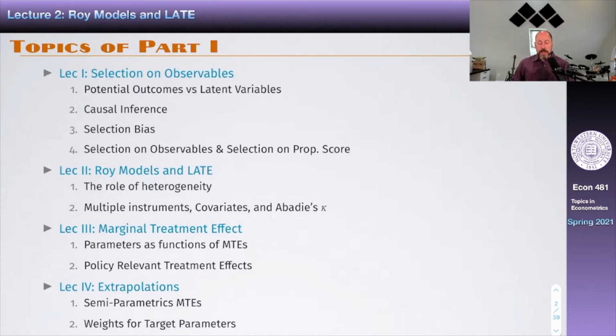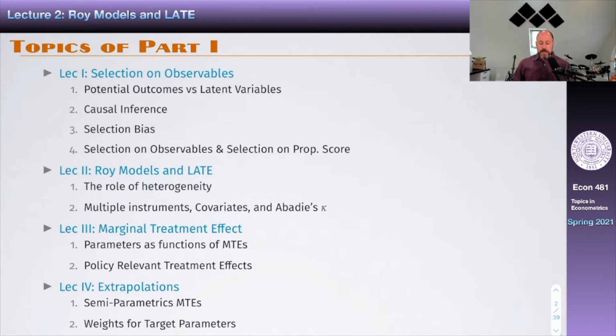Today, we're going to talk about Roy models and LATE, and the idea is to start considering the case where there's selection on unobservables. And so we move away from this idea that once we condition on X, D is independent of the potential outcomes and so on.